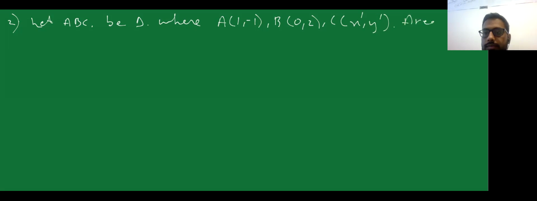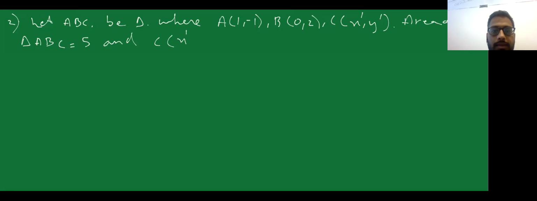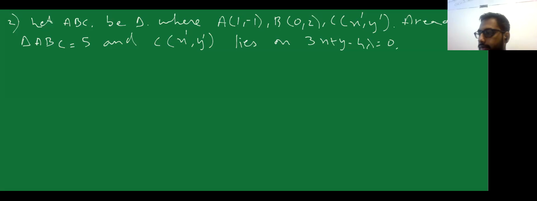The area is given. The area of this triangle ABC is 5 units. And one more piece of information is given: this point C also lies on the line 3x plus y minus 4 lambda is equal to 0. Your question is, what is the value of lambda? Okay. So what is given to us? That ABC are vertices of a triangle and the area of the triangle is given. So let's utilize that. The area of the triangle is given as 5.